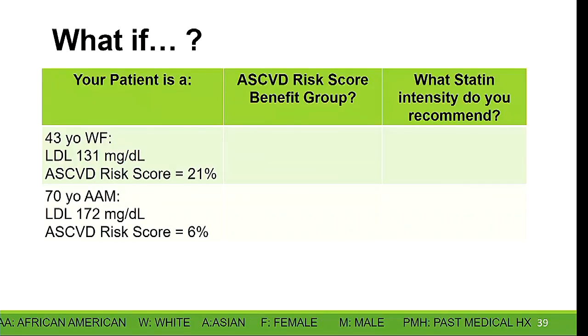So, a couple more cases. A 43-year-old white female with an LDL of 131 and an ASCVD risk score of 21%. Do they meet a benefit group? Yeah. And what level of intensity statin would you give them? All right. Why would you give them moderate?